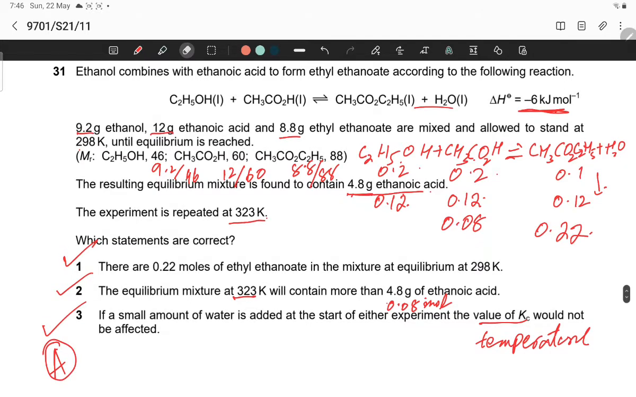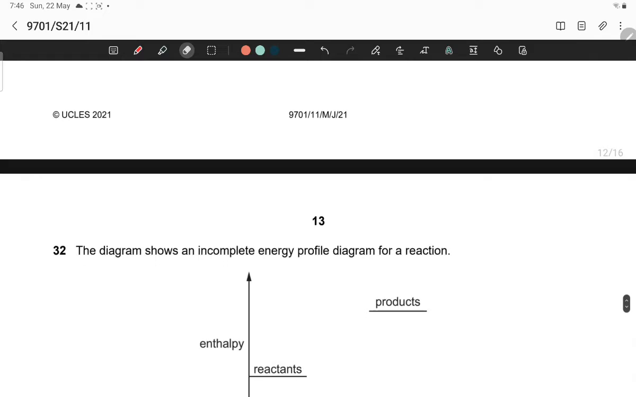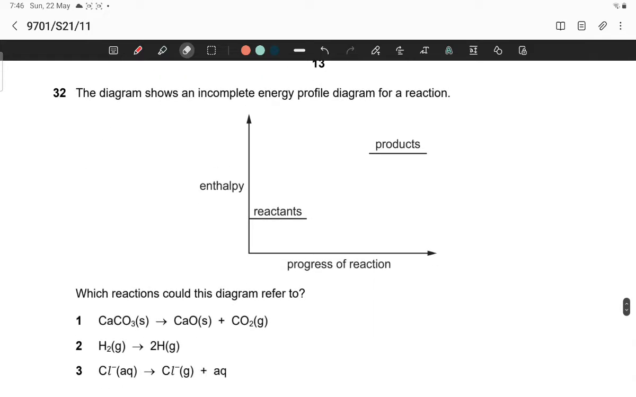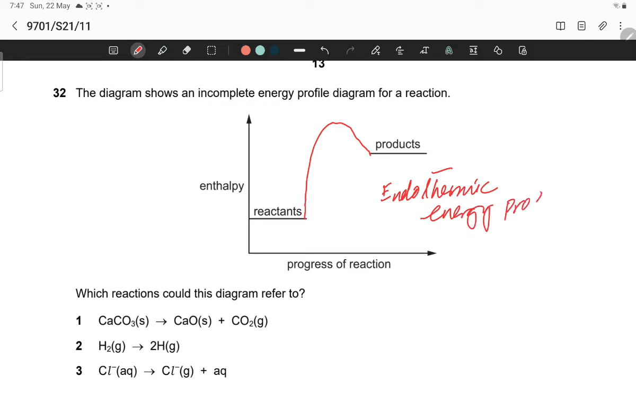Question number 32. The diagram shows an incomplete energy profile diagram for a reaction. So this is an incomplete diagram. Let's complete this diagram. This is an endothermic energy profile diagram.